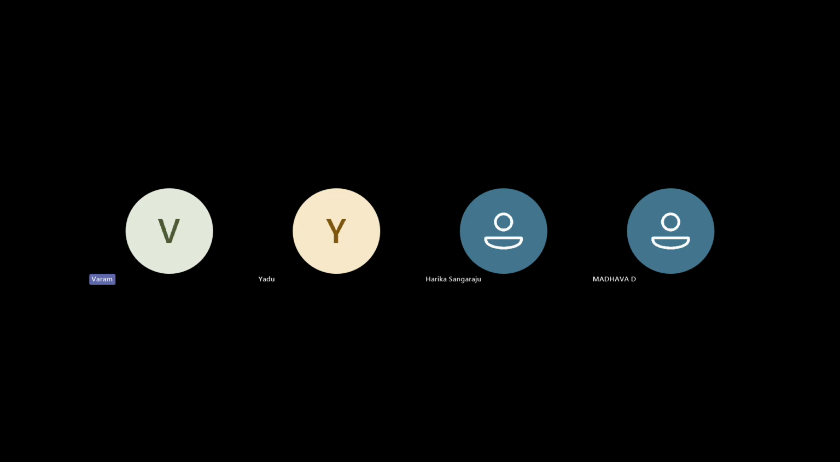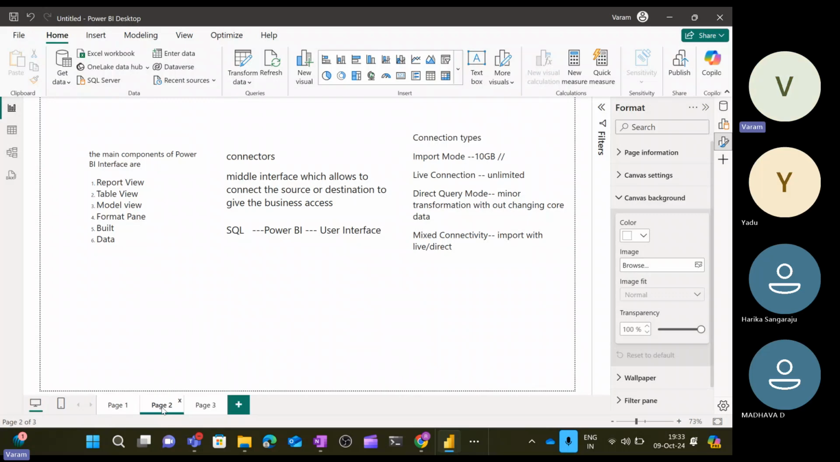We have completed the major components and connections. How exactly the connectors work and the connection types, we have completed, correct? License types we also discussed yesterday. If you remember, there are three different license types: Power BI Free, Pro, and Premium. We already discussed this.